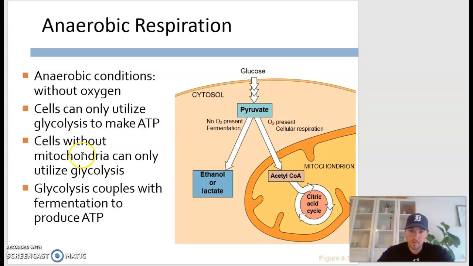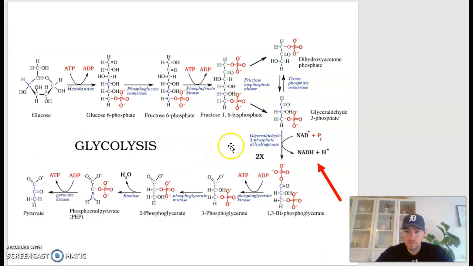Remember, cells without mitochondria can only go through fermentation because there's no mitochondria or no oxygen. And glycolysis couples with fermentation to produce ATP, and that's what we're going to talk about. Before we do that, here's a picture of glycolysis, and this is important. If you remember, NAD gets reduced to NADH. So in the process of glycolysis, we're making a bunch of these NADH molecules.